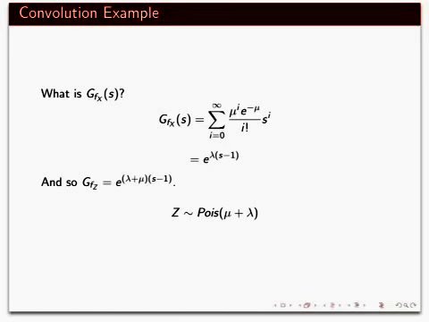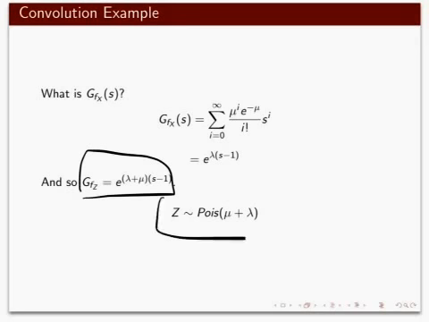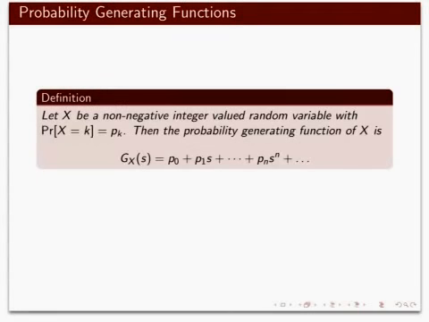Okay, so this is what I just said. Let's make this a formal definition. If X is a non-negative integer valued random variable, then we have a very natural sequence of real numbers where p_k is the probability that X equals k. The probability generating function of the random variable X is just the generating function of this sequence: p_0 plus p_1 s plus dot dot dot plus p_n s to the n. And we saw the generating function of a Poisson random variable is e to the mu(s minus 1).